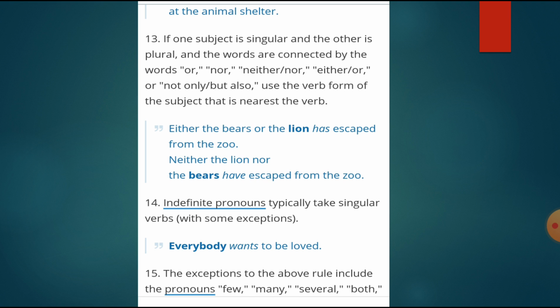14. Indefinite pronouns typically take a singular verb, with some exceptions. Everybody wants to be loved.